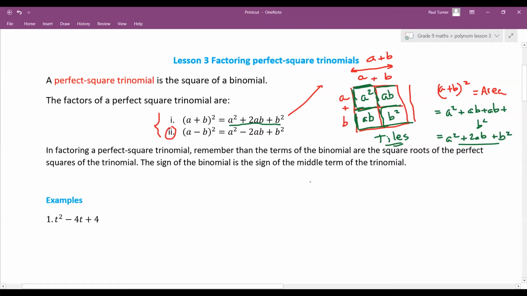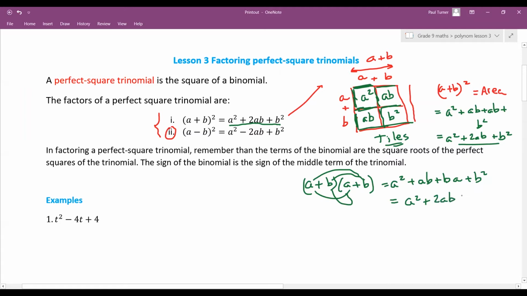And if you want to check, you've got A plus B times A plus B, which is A plus B all squared. If we expand, you'll get A squared, plus AB, plus BA, plus BB, which is B squared. So you see you'll get the same: A squared plus 2AB plus B squared, because AB and BA are the same, right? Just swapped around.